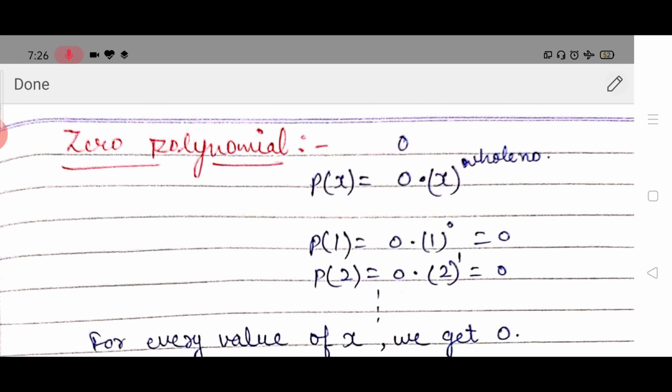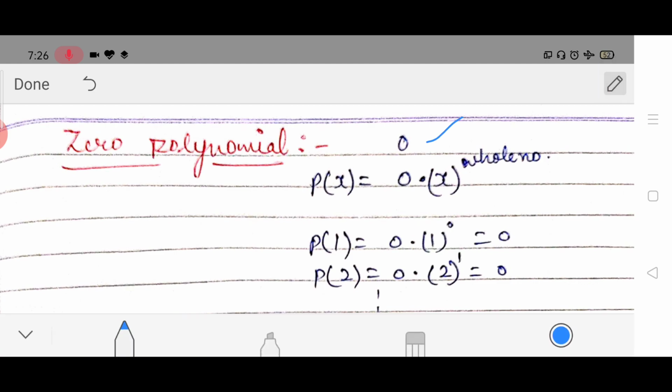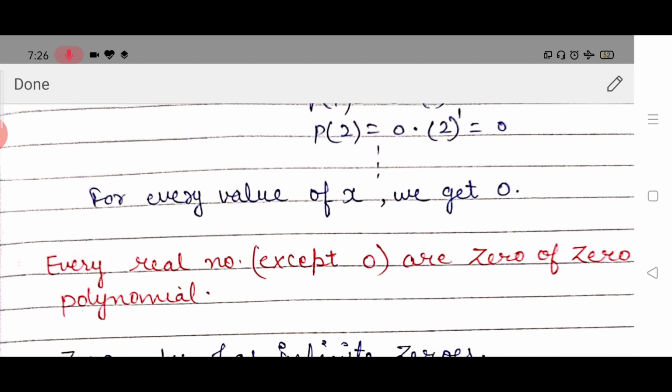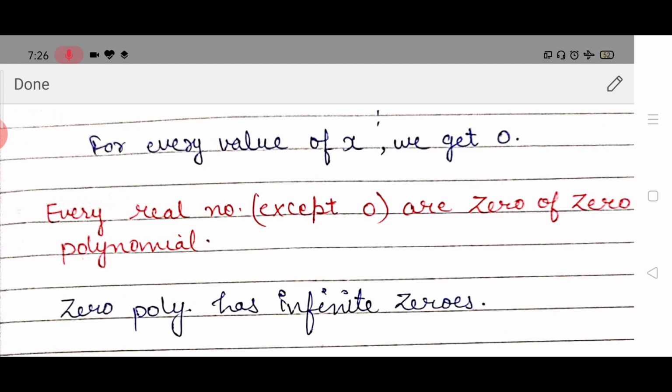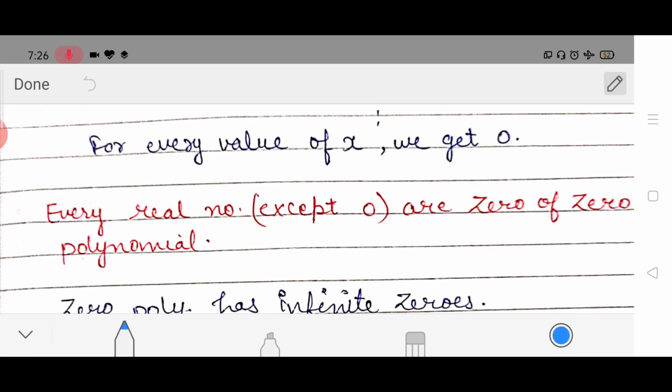As you know, the zero polynomial is something like 0, where you have the number 0 multiplied by x to the power of a whole number. So if you multiply 0 by any number, you will get the result 0. So what we can say from here is that for every value of x we get 0. Whatever the value of x, we will get the answer 0. Every real number except 0, because 0 into 0 to the power 0 is something not defined. So any real number except 0, if you multiply it with 0, what do you get? 0.